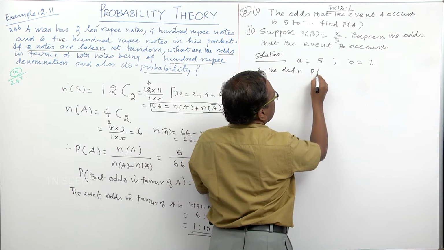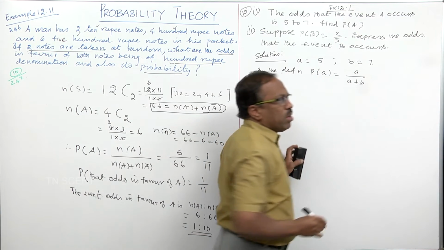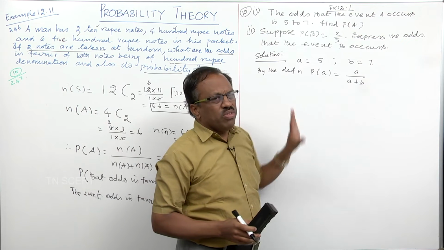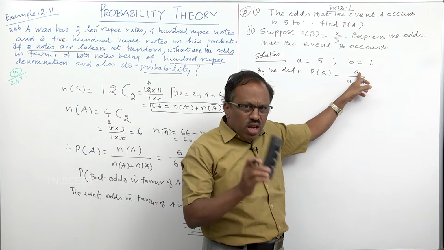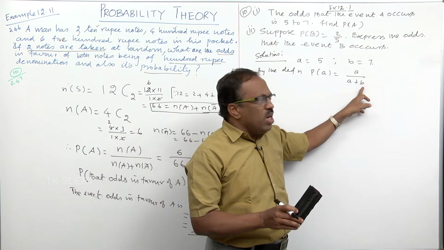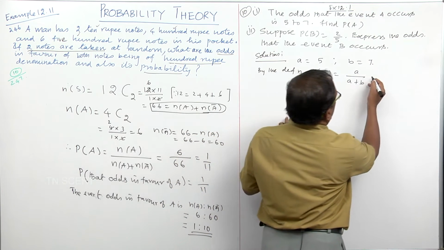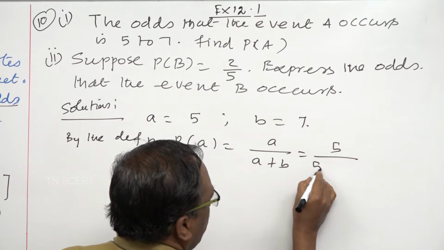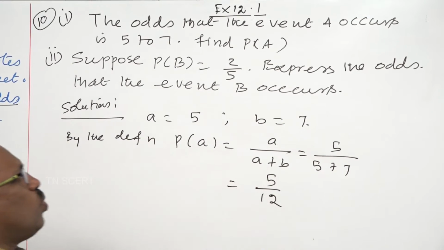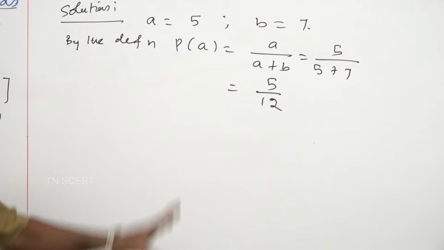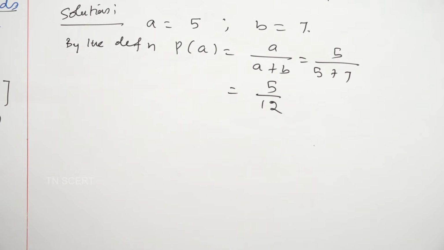of odds, so A by A plus B, remember that. With the help of this very easy way, A is the probability of the event occurring and B is against the event, that is all. That means 5 by 5 plus 7, which means 5 by 12. So, this problem is over. A by A plus B, that is 5 plus 7, which is 5 by 12.